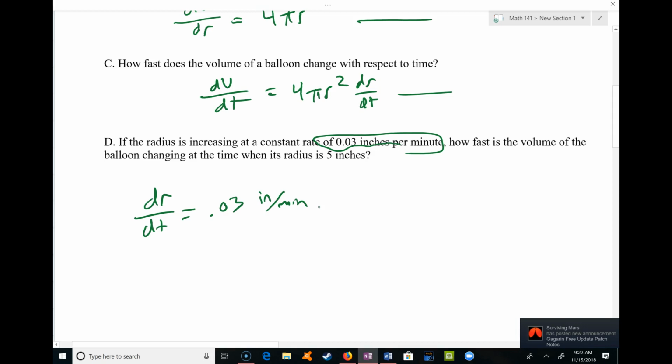The next part says how fast, so that's a question. So I'm about to ask a question, so I'll put a big question mark here. How fast is what? The volume of the balloon. There's that magic word, changing. What does that make me think of? Derivative. Of what? Volume. With respect to what? So that's dv dt, isn't it?